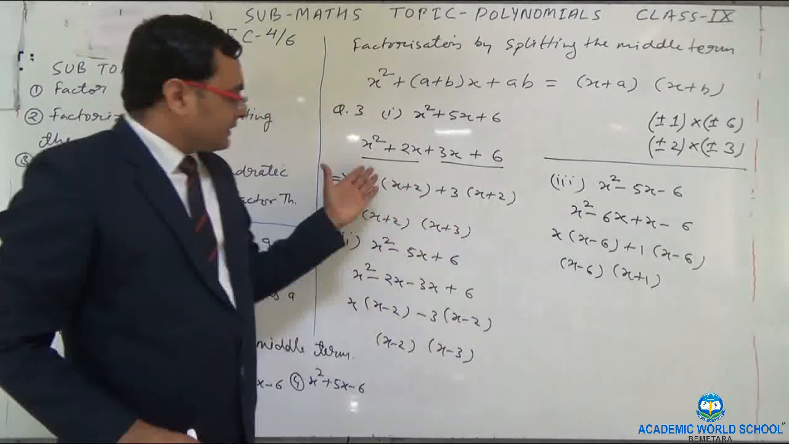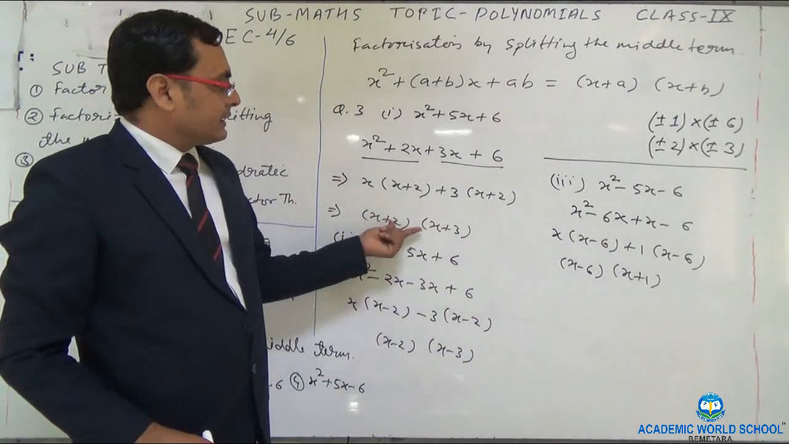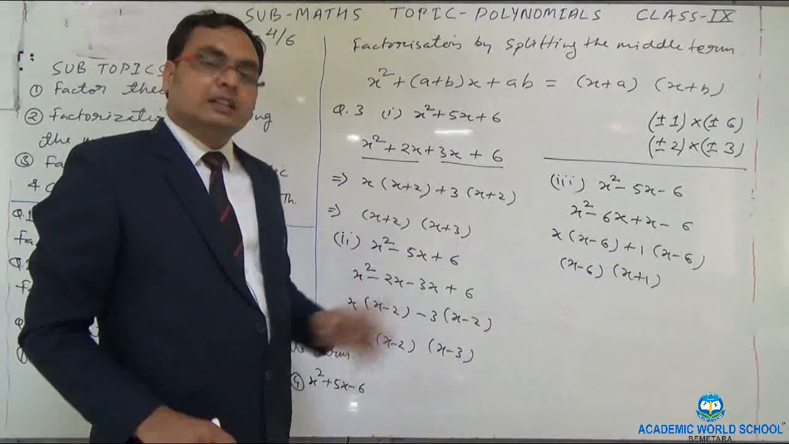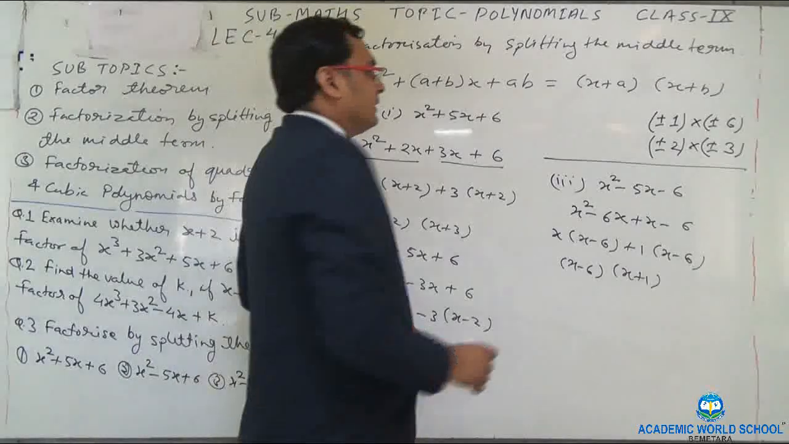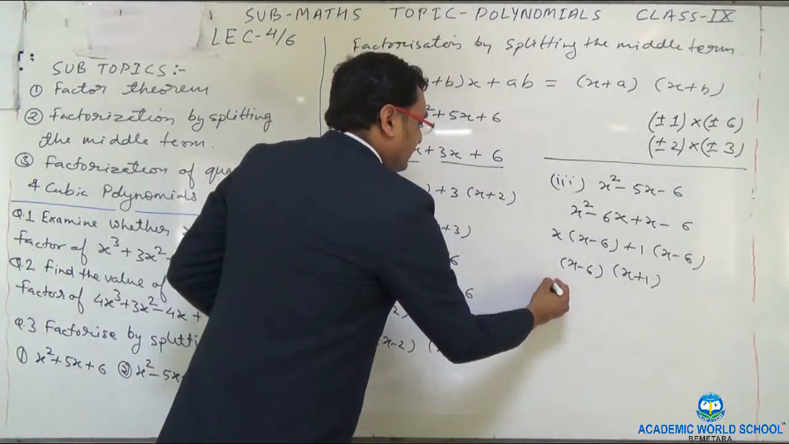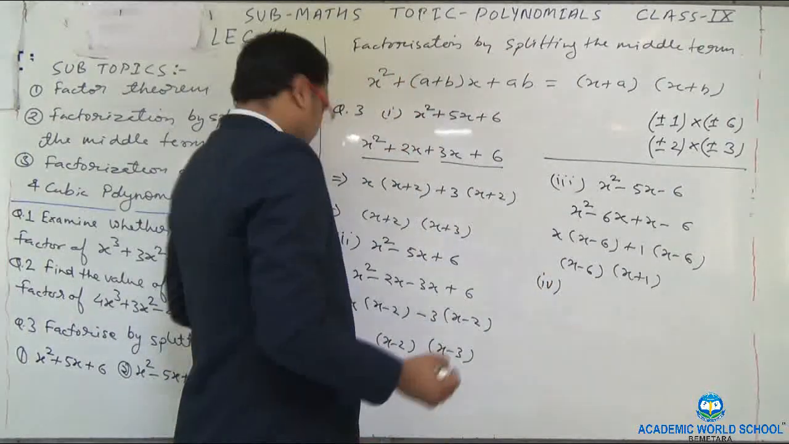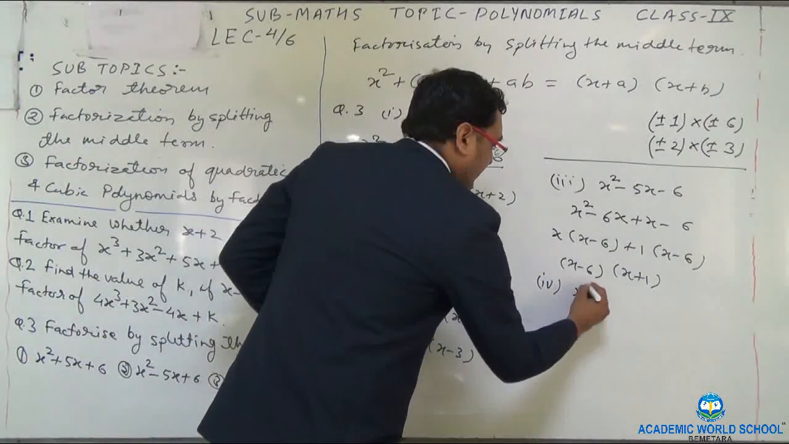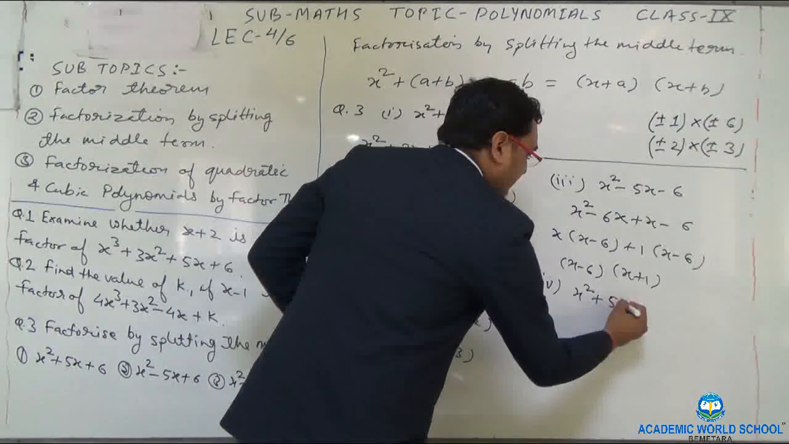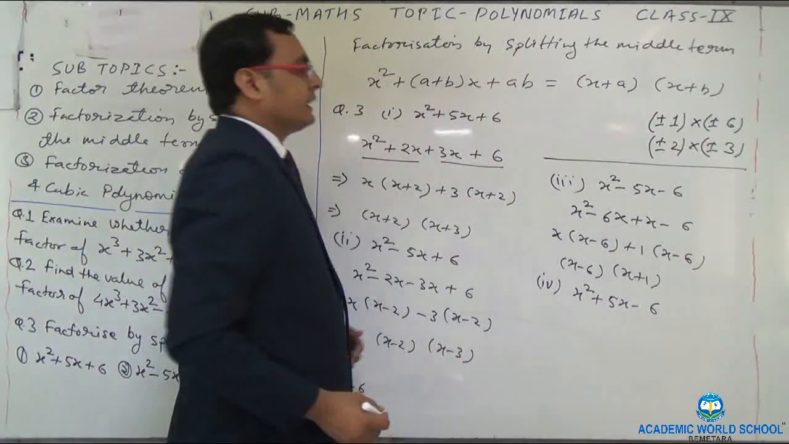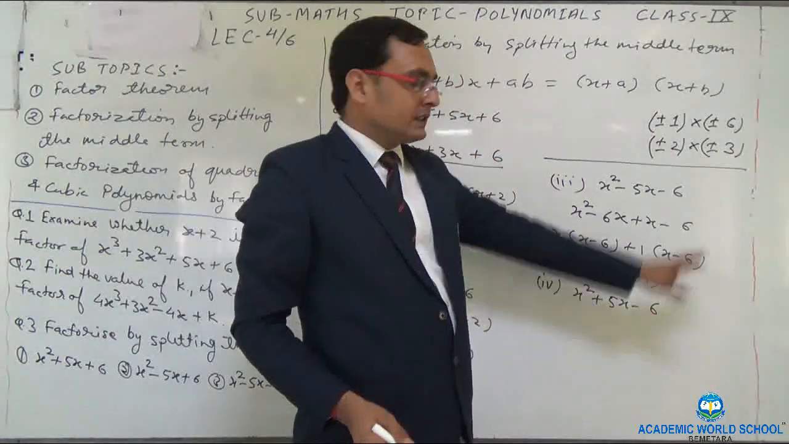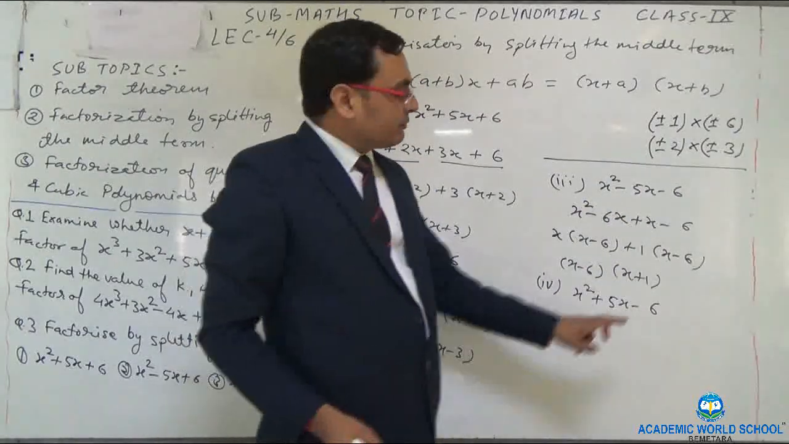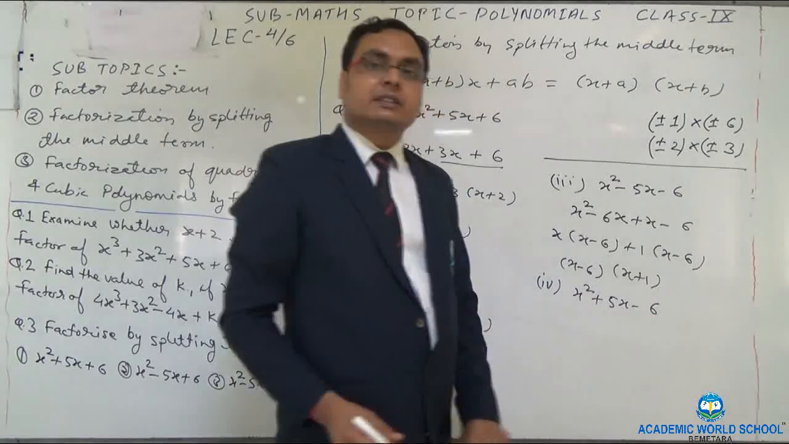If we look at these three examples, the factors are different in each case due to the change in the sign of the polynomial. If we look at the fourth example, that is x square plus 5x minus 6, again look at the factors of the 6, which on addition should give us plus 5x, and on multiplication will give us minus 6.